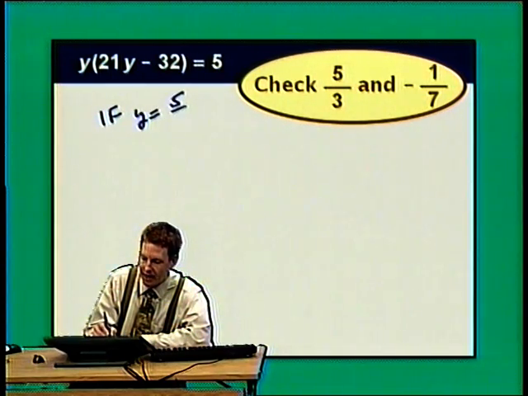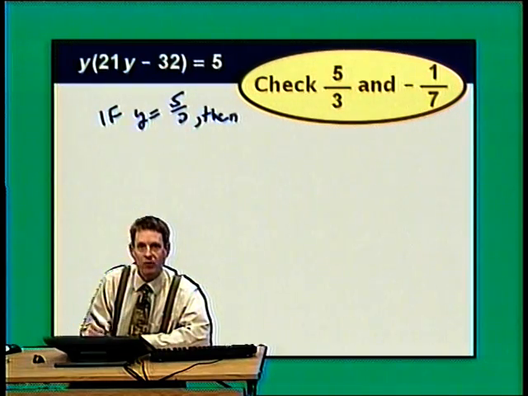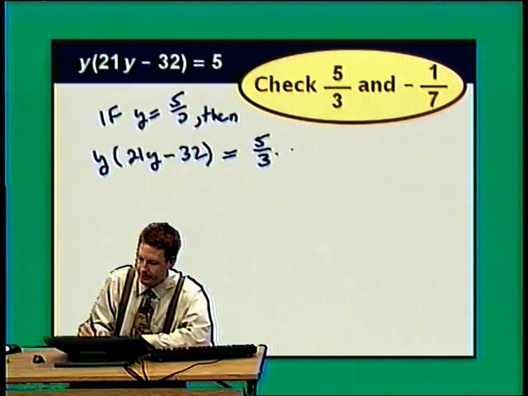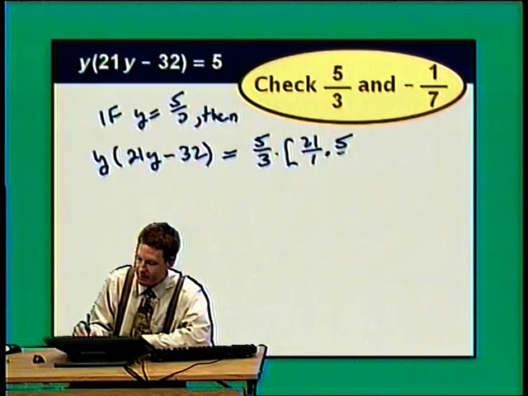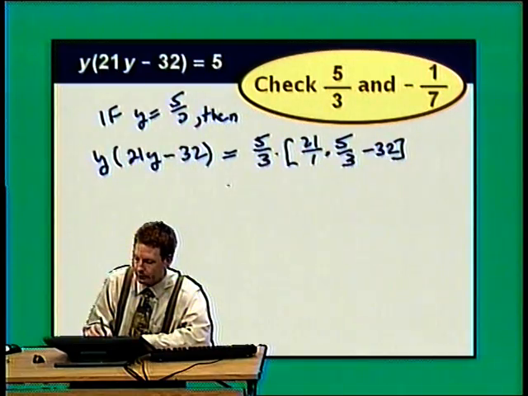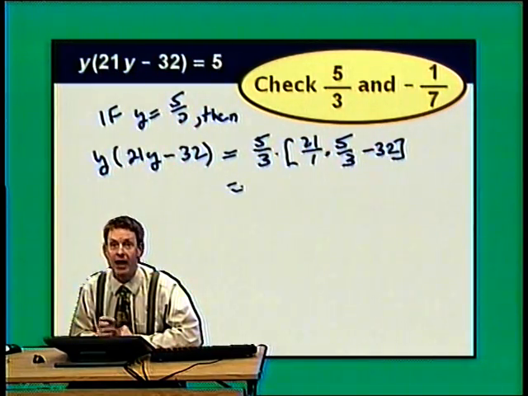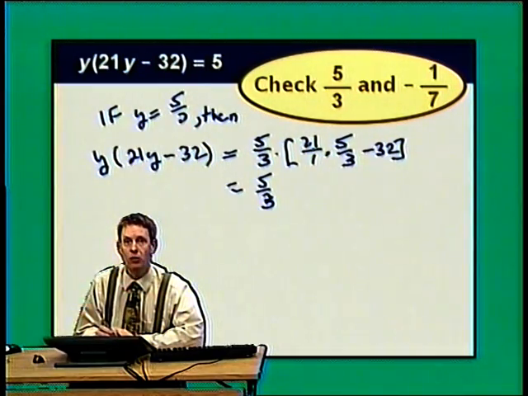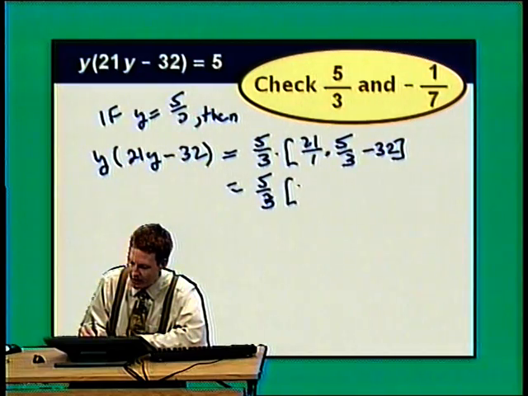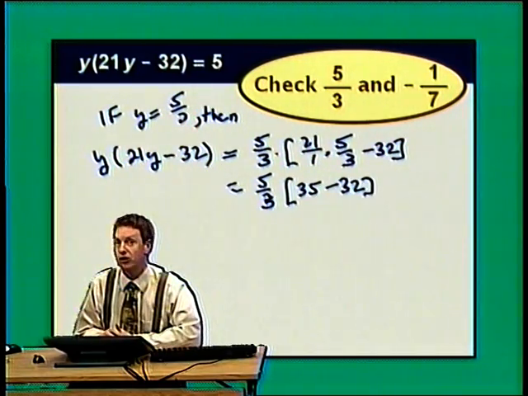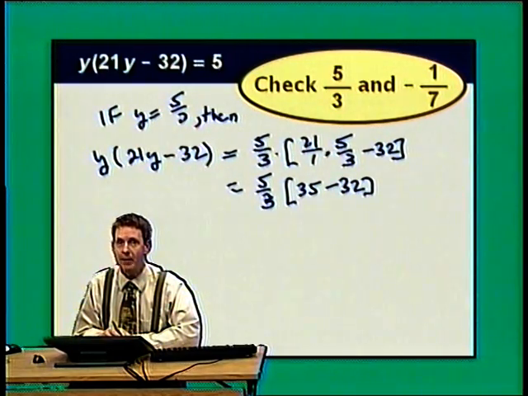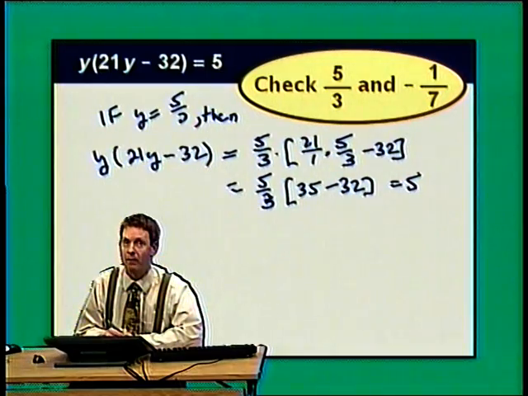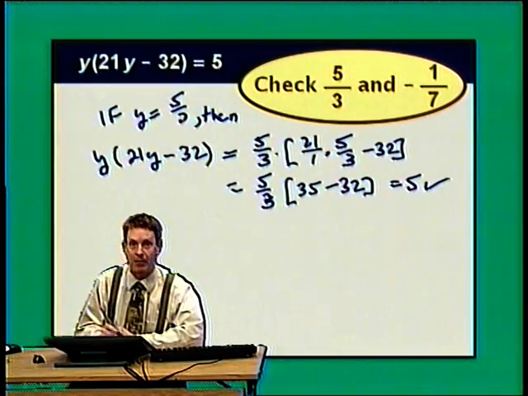If y is 5/3, then the variable expression y times 21y minus 32 is 5/3 times 21 times 5/3 minus 32. Now, I could go ahead and multiply 21 and 5 and then divide by 3, but I'm going to make the observation that 3 goes into 21 7 times. So 21 times 5/3 is the same as 7 times 5, which is 35. 35 minus 32 is 3. 3 from my 5/3 in the denominator divides into 3 in the numerator, and all I'm left with is a factor of 5, and that is what I wanted y times 21y minus 32 to equal. So 5/3 checks.